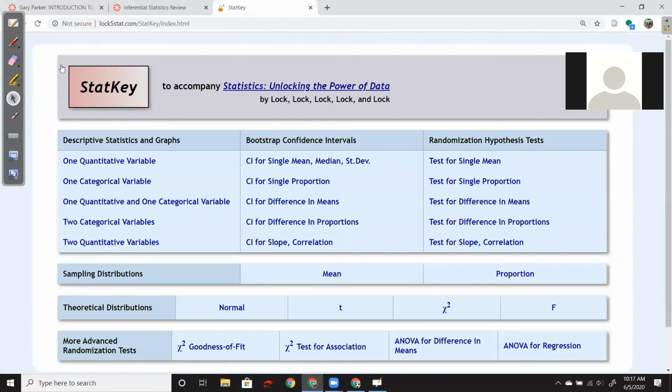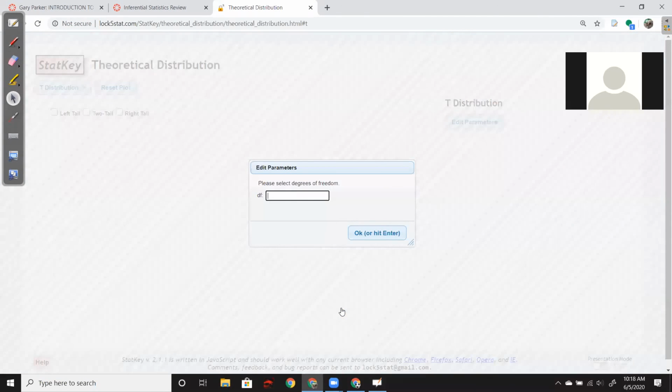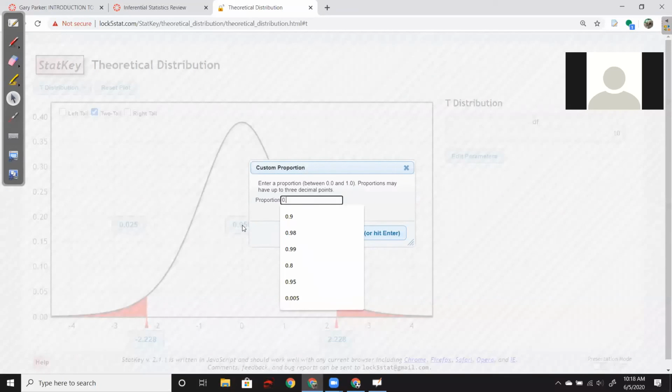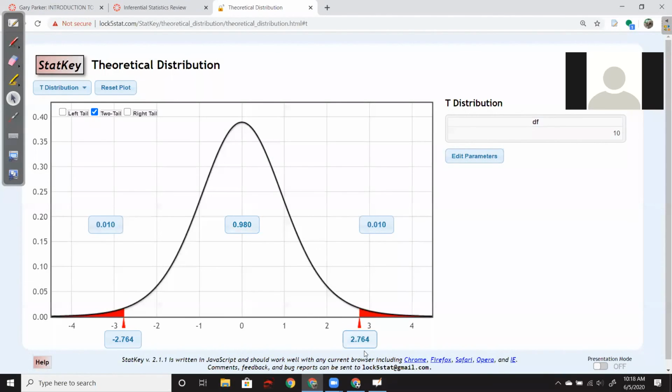So to get the t-score, I did it in StatKey. Degrees of freedom is always one less than the sample size. So I go down to theoretical t. I had a sample size of 11, so I would say degrees of freedom is 10. It's always one smaller. And then to get the t-score, you just put in your confidence level in the middle here. So that would be the 0.98 for the problem I got. And there's that t-score of 2.764. And the other side is always going to be the opposite of that. We just want the positive version.